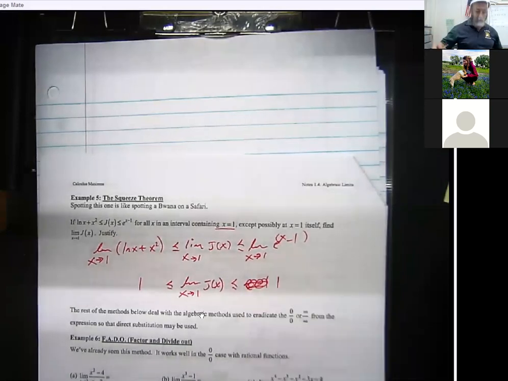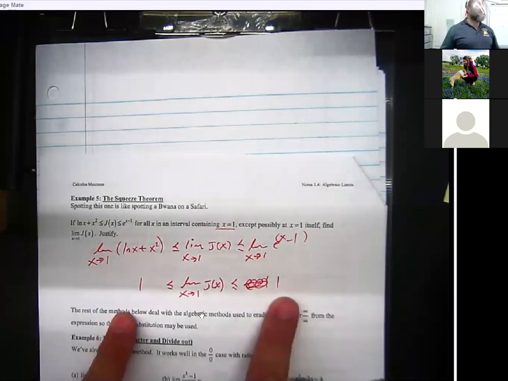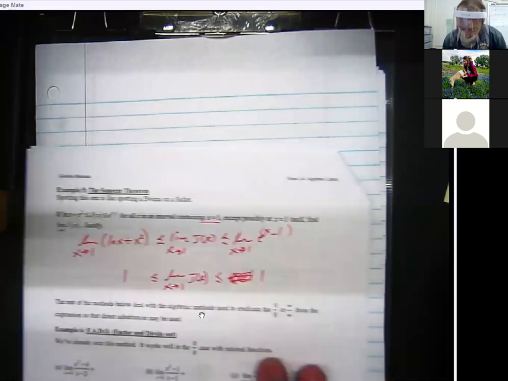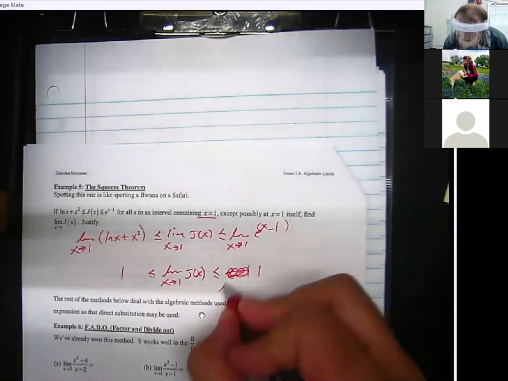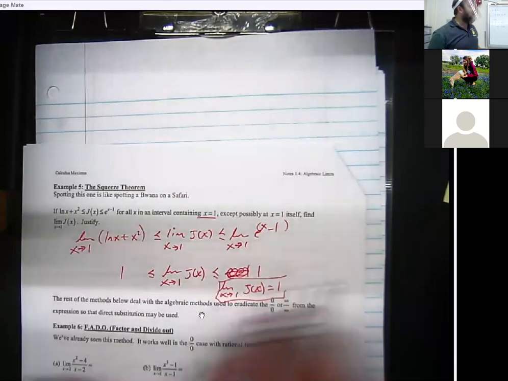So guys, what do you know is that j is stuck between 1 and 1. So what are you sure of? I'm thinking it's 1. I think it looks pretty good. The limit as x approaches 1 of j of x is 1.